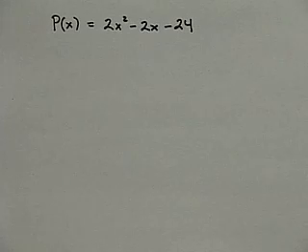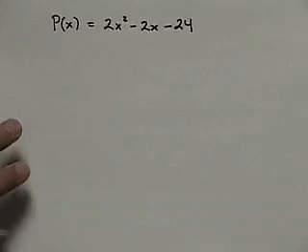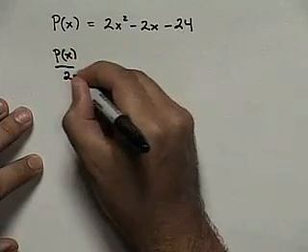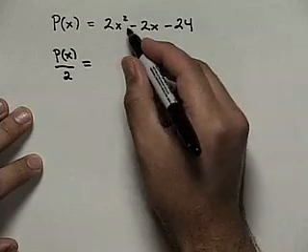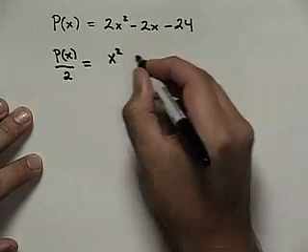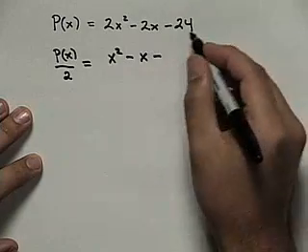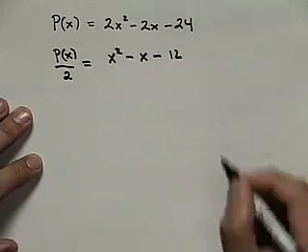Okay, let's see how you did with that one. Here you were given the equation p of x equals 2x squared minus 2x minus 24, and you were asked to complete the square. So we'll start by dividing both sides of this equation by the value of 2, because that's the coefficient of the x squared. This leaves us with p of x over 2 equals, and then 2x squared divided by 2 is x squared, minus, and then 2x divided by 2 is x, minus, and then 24 divided by 2 is 12.